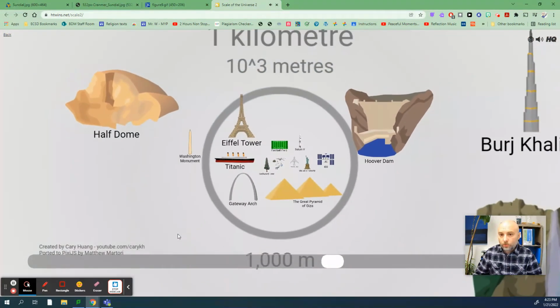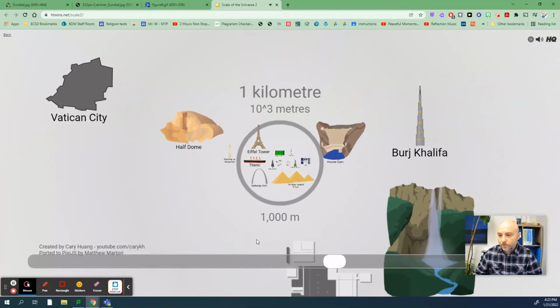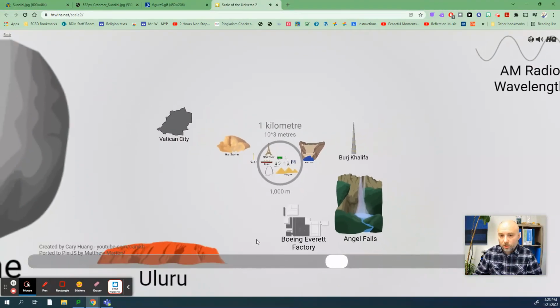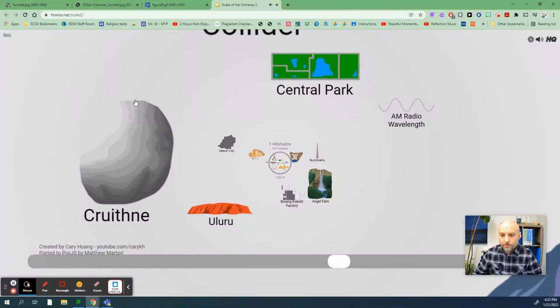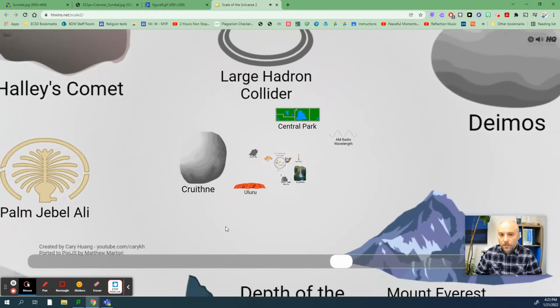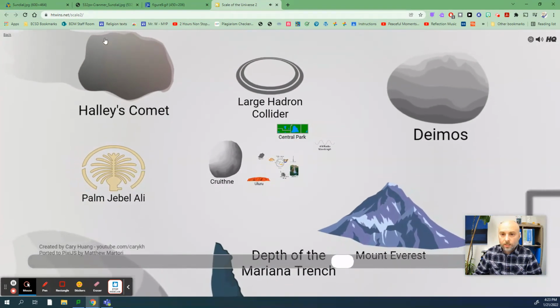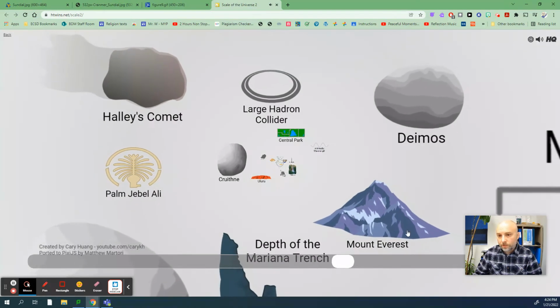Anyway, as we zoom out, let's see if we can find our first object out in space. So here, I believe this is an asteroid. And here is a comet called Halley's Comet. You can see Halley's Comet is roughly about the same size as Mount Everest over here. They're about the same size.